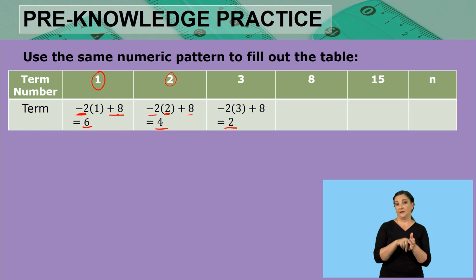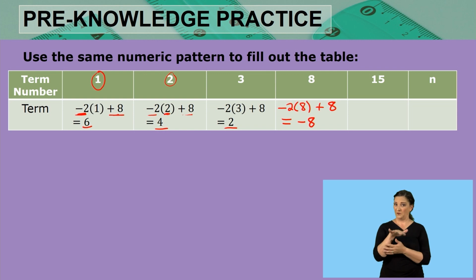So what about the 8th term? For us to find the 8th term, we are going to continue with this pattern. We are going to take negative 2, multiply it by the 8, and when we add 8, that should give us our answer, and that is a negative 8. That's because negative 2 multiplied by 8 is a negative 16, and then when we add 8 to that, that will give us a negative 8.